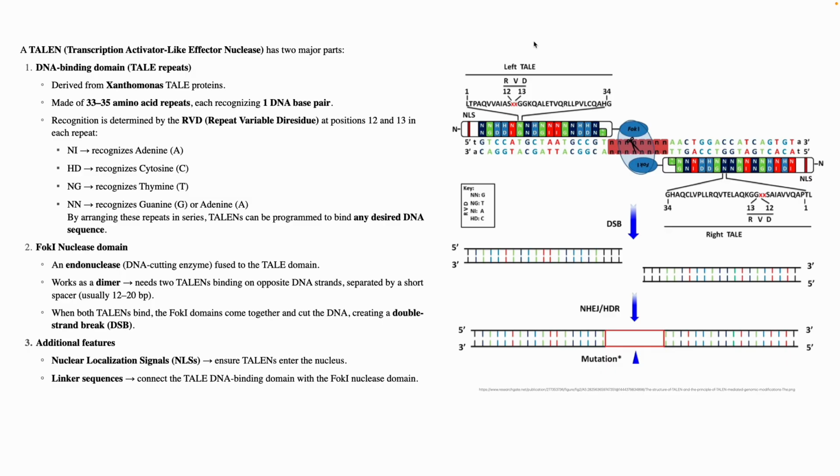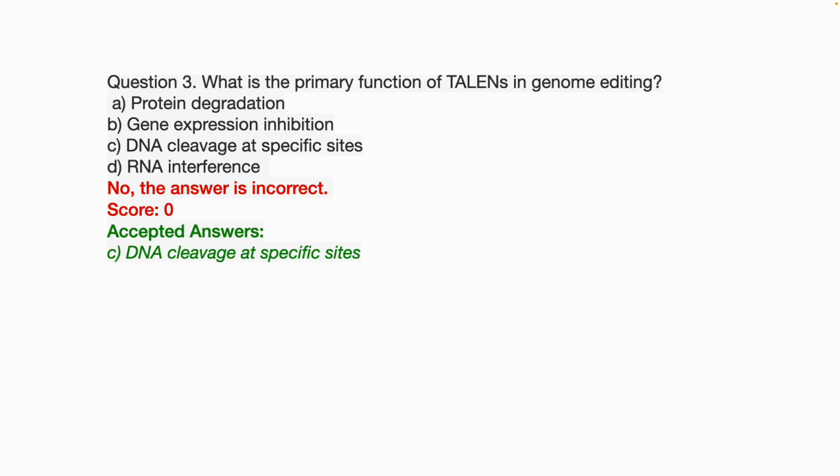So TAL repeats are designed in such a way that they recognize the DNA target site. They have around 33 to 35 amino acid repeat sequences, and they differ in the 12th and 13th residues. So this is how they are designed. And the FokI endonuclease cleaves the target site. So the correct option is option C, DNA cleavage at a specific site.